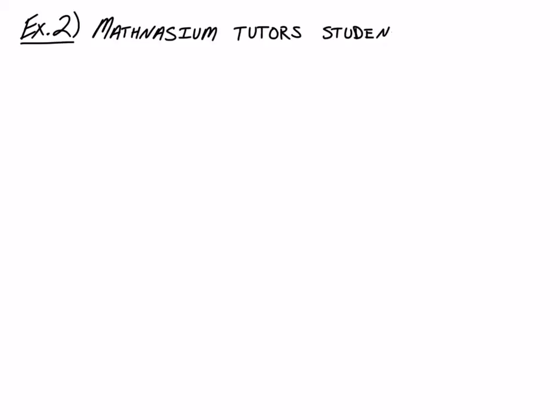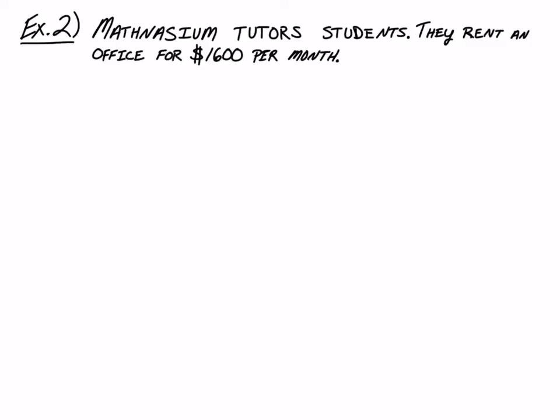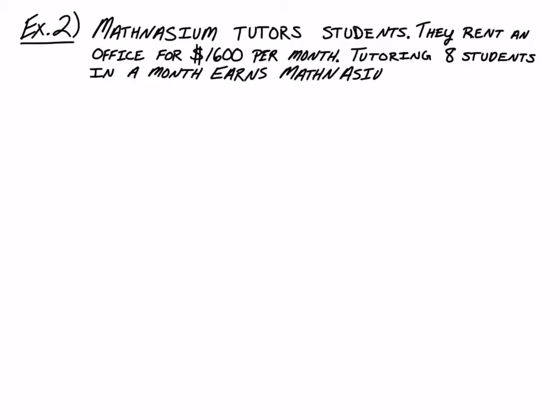All right, great. Let's go to example 2, and this is our last example for these notes. I'm going to put you in a little scenario here. Mathnasium. It's a place that tutors students, presumably on math. Okay. We're going to talk about their profit and cost. They rent an office for, say, $1,600 per month. I don't know these numbers to be totally true, but we're going to use them for our example. So they pay $1,600 a month rent for their office. Great deal. Tutoring 8 students in a month earns Mathnasium $440. Wow, good for them.